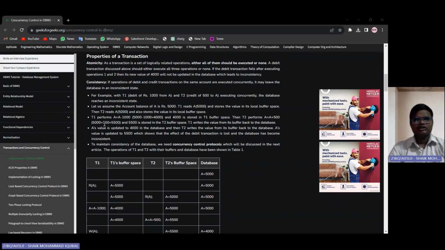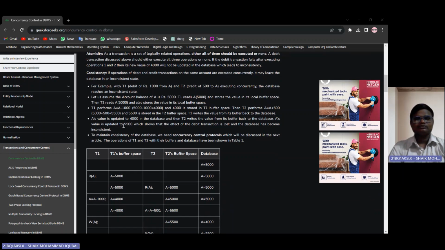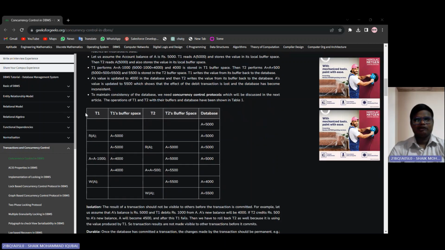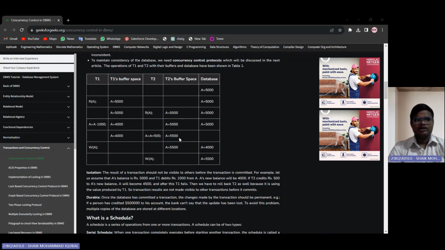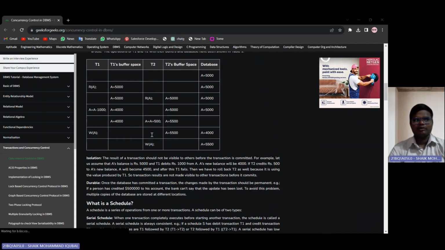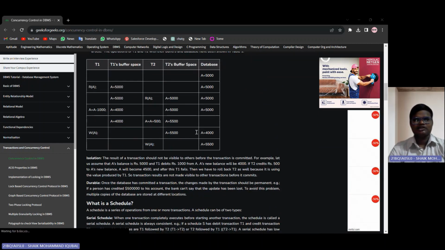The operations of T1 and T2 with their buffer and databases have been shown in table 2. See here we have given an example of the transaction. Look at this. Isolation. The result of a transaction should not be visible to others before the transaction is committed.